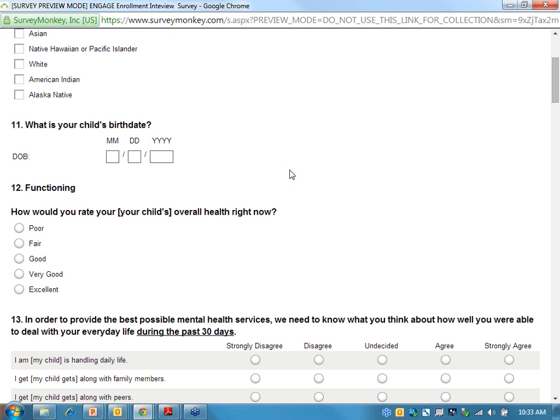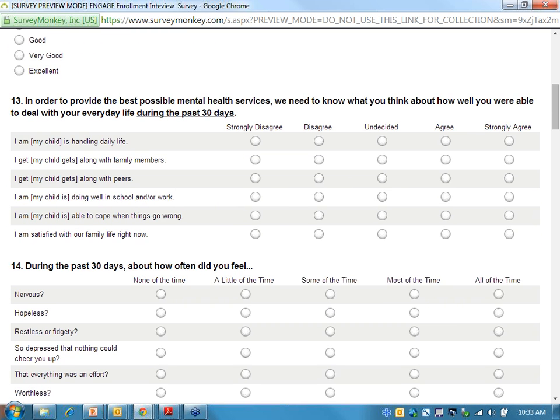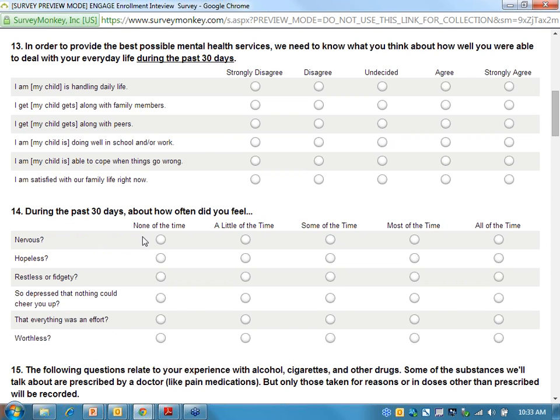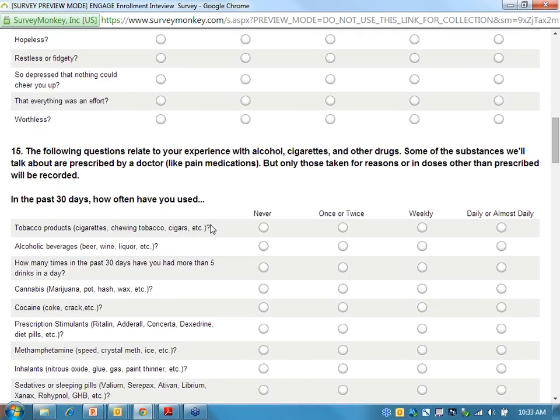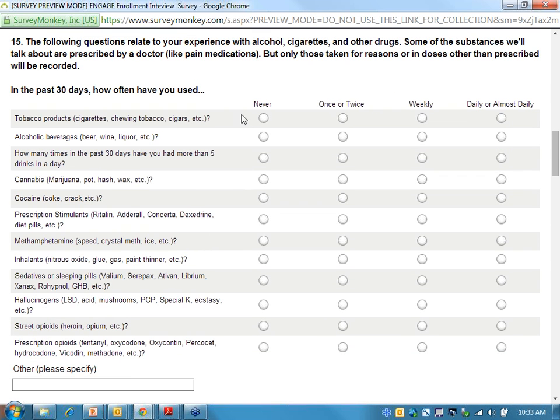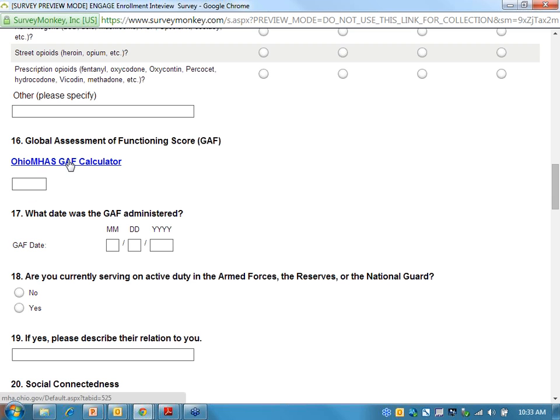Most of these questions begin with basic demographic stuff you're going to want for your enrollment purposes regardless: birth date, race. Then it gets down into the more mental health functioning questions. Most of these are strongly disagree, disagree, undecided, agree, strongly agree type questions. Then we start to get into drug and alcohol use questions. There's a GAF calculator that we're going to have for you to use.